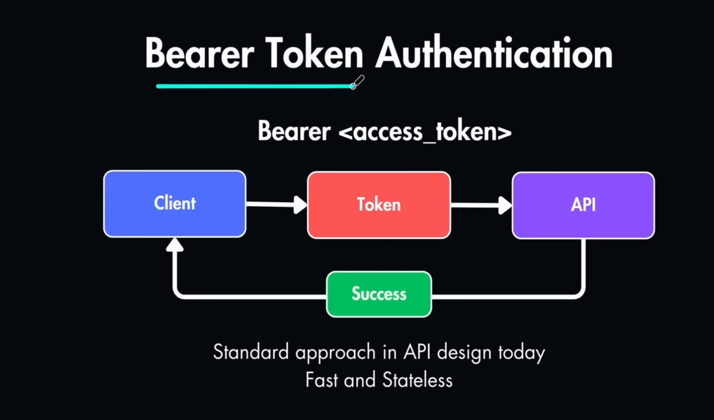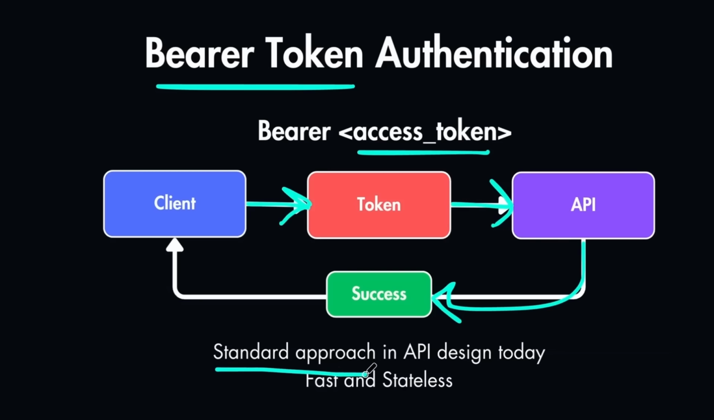Next, we have bearer tokens, which are more secure compared to basic authentication. Here you send the access token with each request instead of the username and password encoding, so whenever the client needs to access resources, they send this token within the request and then your API verifies or rejects the token, and if it verifies, then you send the successful response with the data that they requested. Bearer tokens are the standard approach nowadays, especially in API design, because it is fast and stateless, which makes it easy to scale those APIs.